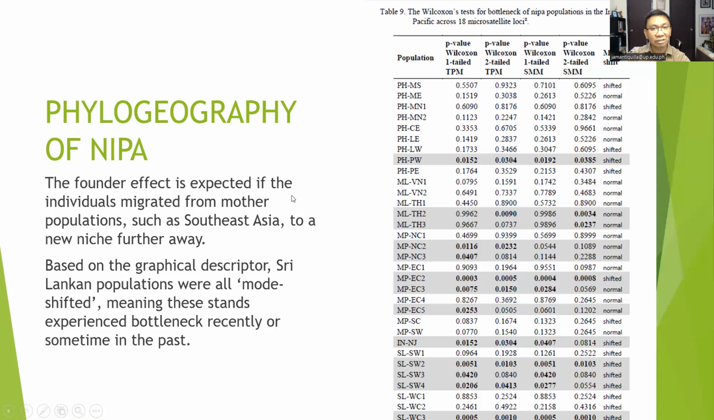The founder effect is expected if the individuals migrated from mother populations such as Southeast Asia to a new niche further away. So if Sri Lanka was genetically differentiated from Southeast Asia by isolation by distance, then it must show in the tests using the software BOTTLENECK. So based on the graphical descriptor, Sri Lanka was mode-shifted, meaning it experienced a bottleneck recently or sometime in the past.